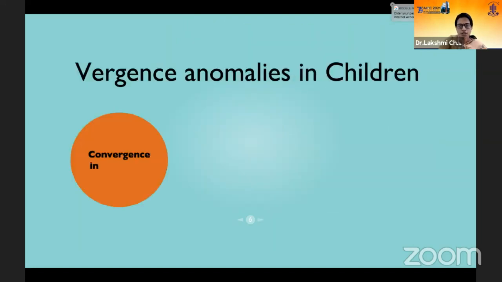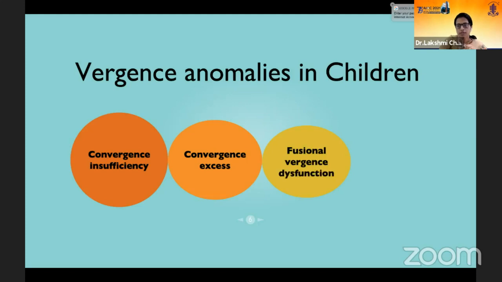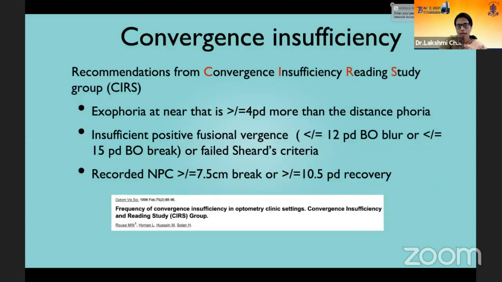Vergence anomalies in children need special regard because this can be either convergence insufficiency or convergence excess, as already mentioned. But fusional vergence dysfunction is something which is more important in children, which results in heterophoria. Convergence insufficiency is actually a widely studied topic, and there are set criteria for evaluating it. It should be more than 4 prism diopters of difference between near and distance phoria.